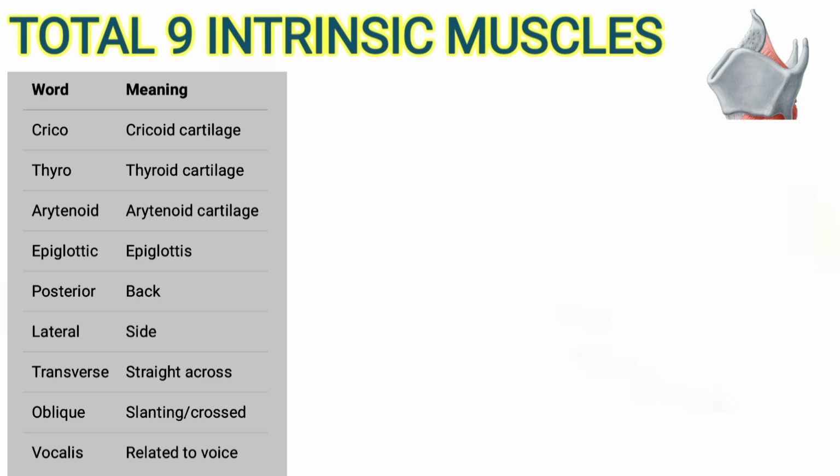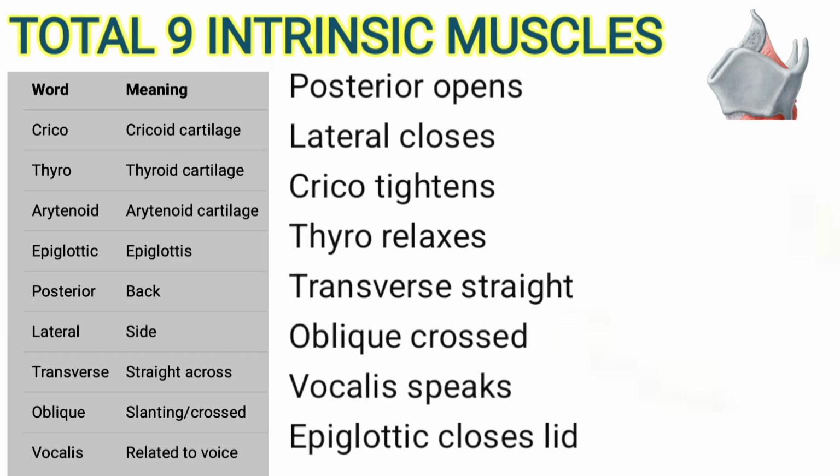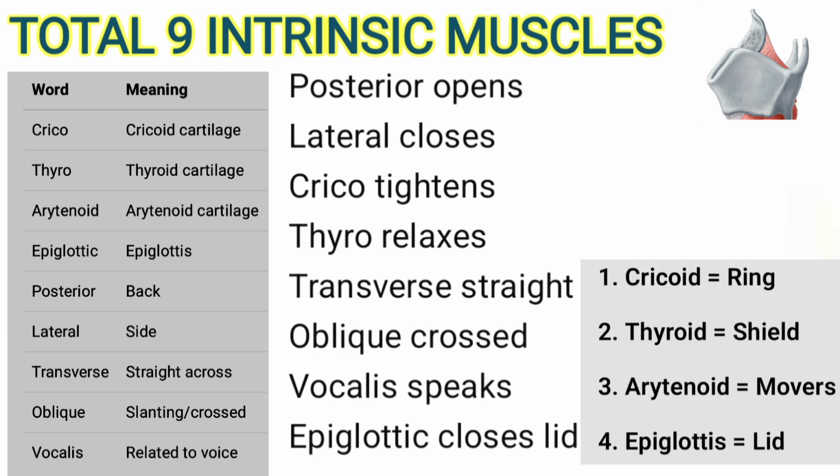One more thing I am going to tell you. Posterior muscles open. Lateral muscles close. Cricothyroid tightens, and thyroarytenoid relaxes. Arytenoid muscles bring arytenoids together. And epiglottic muscles open and close the inlet. Now let's see 4 main characters. Cricoid is equal to ring, thyroid is equal to shield, arytenoid is equal to movers, and epiglottis is equal to lid.